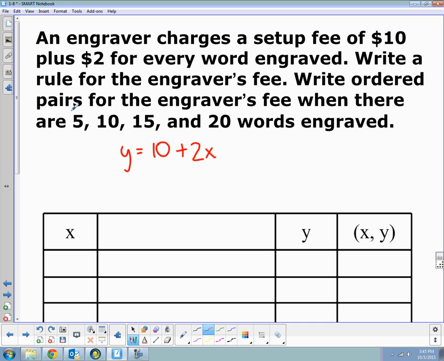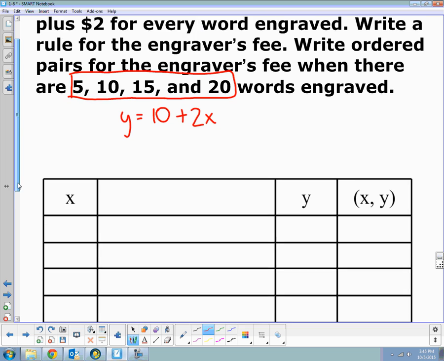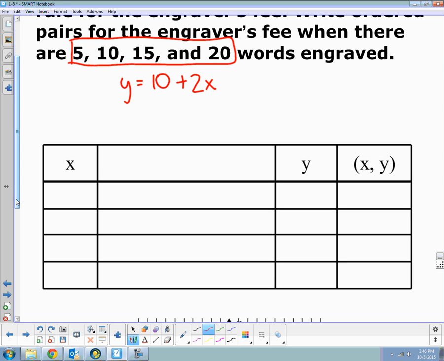And they told us a couple of sample words, that it could be 5, 10, 15, or 20 words engraved. So under the x here, these are the different words that I can have engraved. I could have 5 words engraved, I could have 10 words engraved, I could have 15 words engraved, I could have 20 words engraved. My function is going to go right in the middle here. So I'm going to have you write y equals 10 plus 2x.